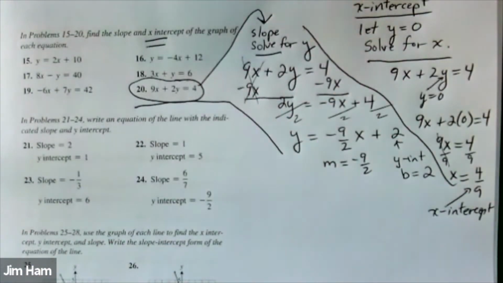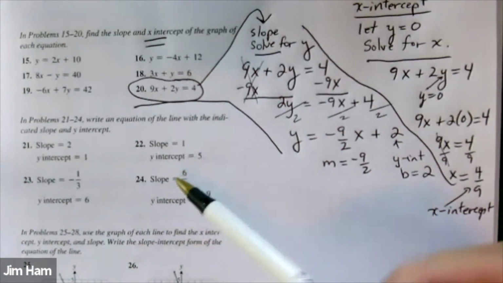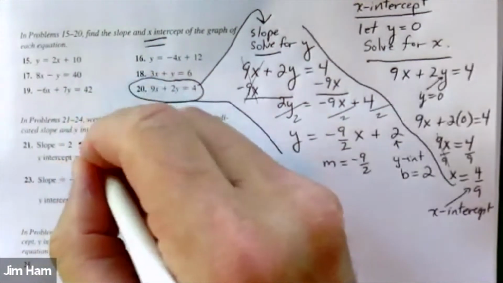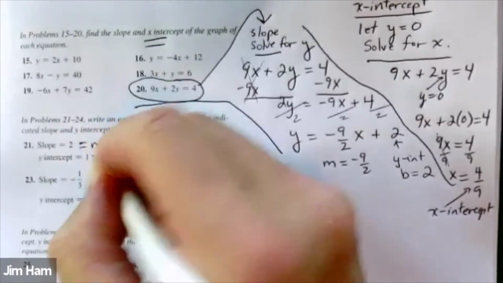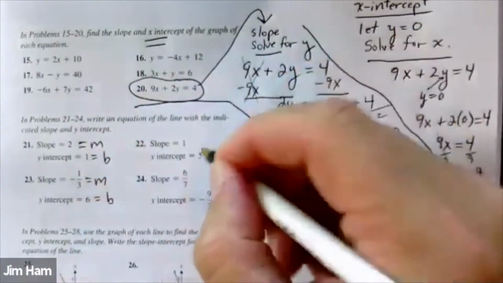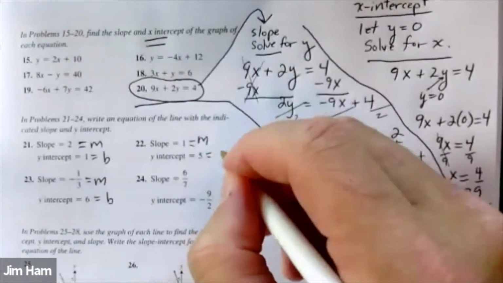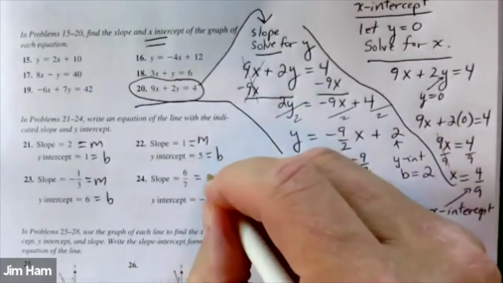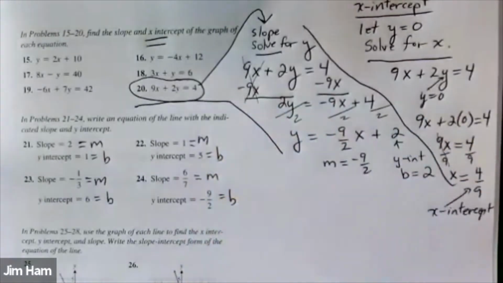All right, this next grouping says to write the equation of the line with the indicated slope and y-intercept. They give you the slope and the y-intercept, and those translate directly as our m and our b inside the slope-intercept form of the equation. So this one, there's really no work. All you have to do is write the equation, y equals mx plus b, and then replace.